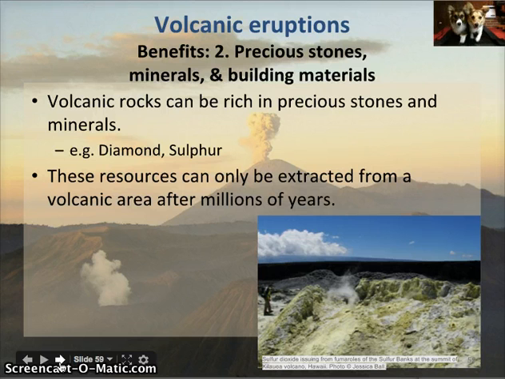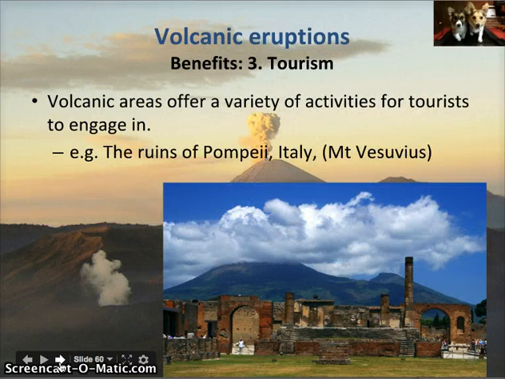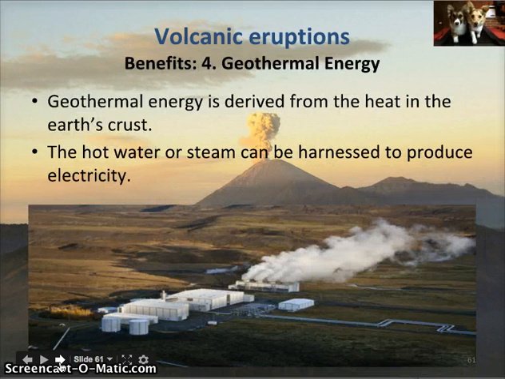Volcanoes also bring with them precious stones. So diamonds and sulfur can be found there, and these resources can be extracted after millions of years, but they are very precious because they can only be found there. Tourism can also be offered because of this, and volcanic areas have a lot of different things that people enjoy. The ruins of Pompeii are very popular, as are hot springs. And lastly, geothermal energy can also be brought up because of the heat in the Earth's crust, and the hot water or steam can be harnessed to produce electricity.